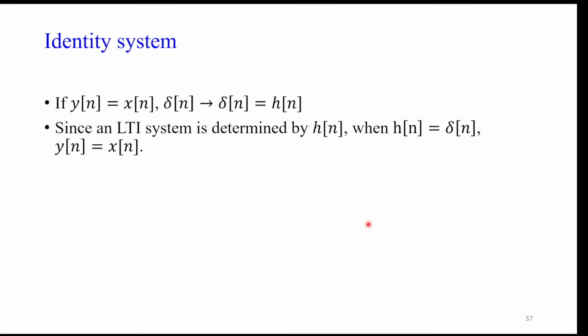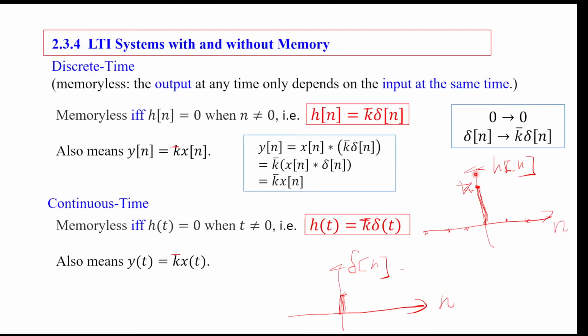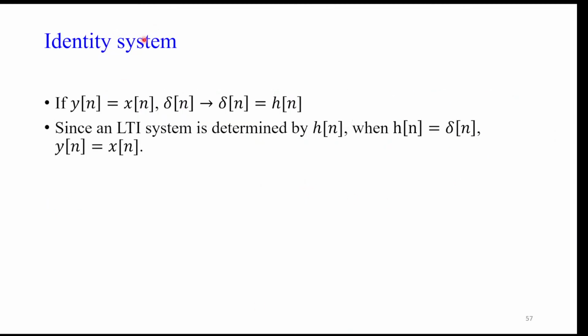Okay, let's go back. Here is a quick derivation of x convolved with delta of n equals x of n. Think about the identity system, such that the output is always equal to the input. This is obviously an LTI system.